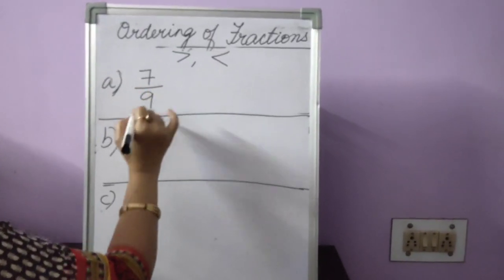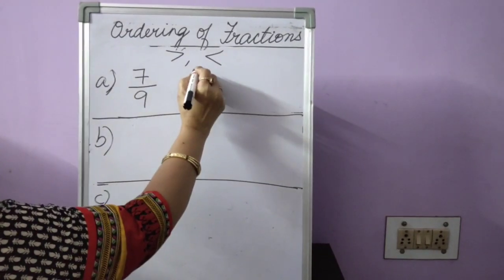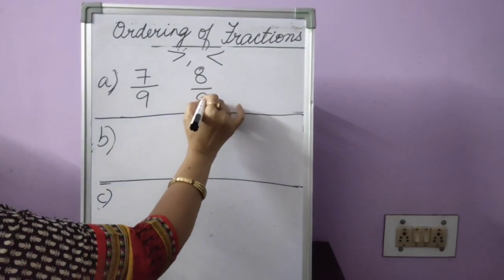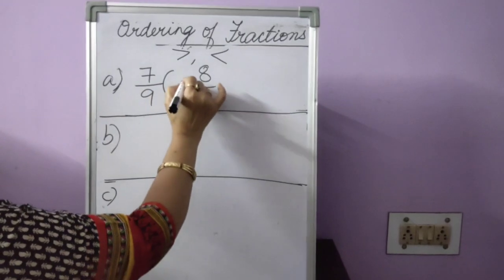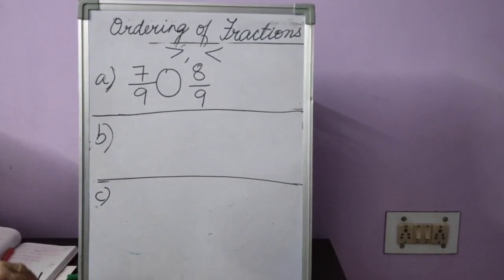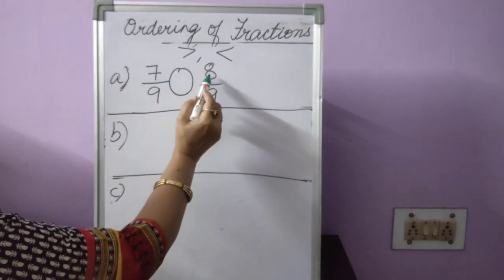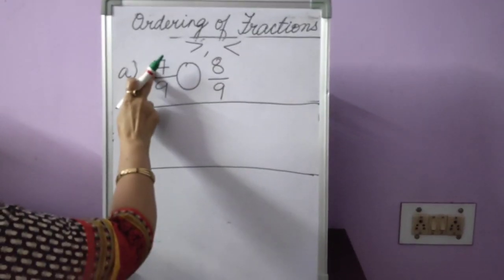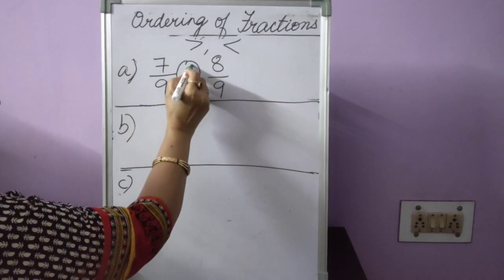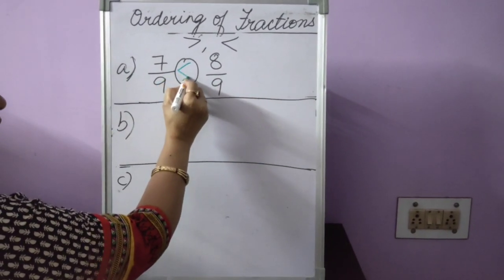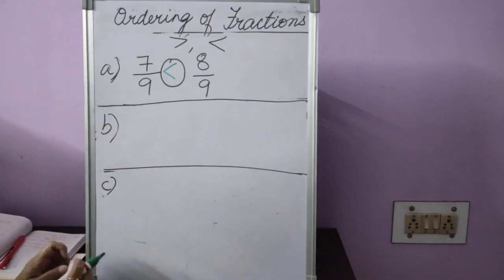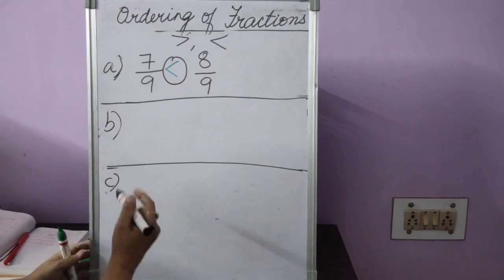7 upon 9 and 8 upon 9. Now you have to use the sign over here. What do you have? Same denominators. So look at the numerators. Which is small? 7 is small. So that means 7 upon 9 is smaller than 8 upon 9. Then another example.